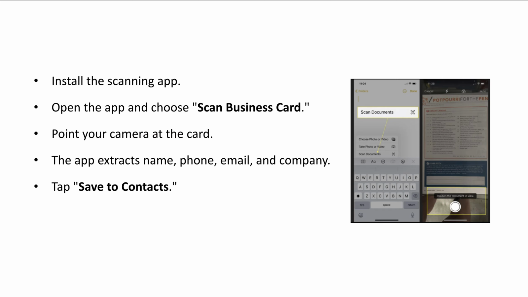Install the scanning app, open the app and choose Scan Business Card. Point your camera at the card, the app extracts the name, phone, email and company, then tap Save to Contacts.